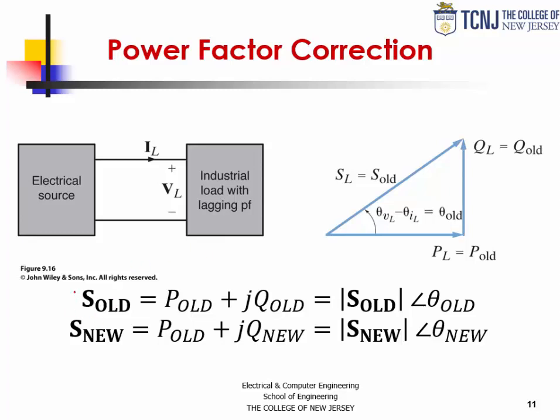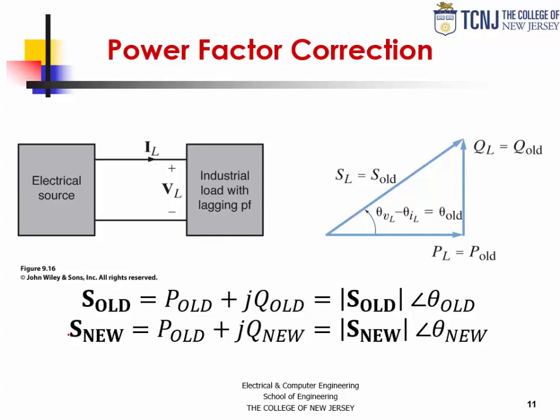So we can say that the old power before correcting the power factor is equal to the old real power plus some old reactive power. Again, that also can be written as some old complex power magnitude at some old angle. And what we need to calculate is what is this new capacitive load that we need to put to reduce the angle.